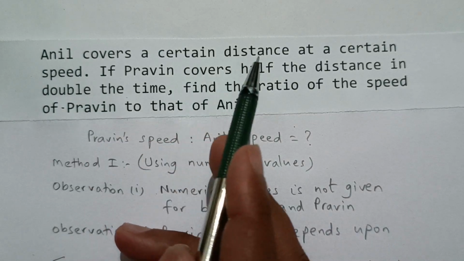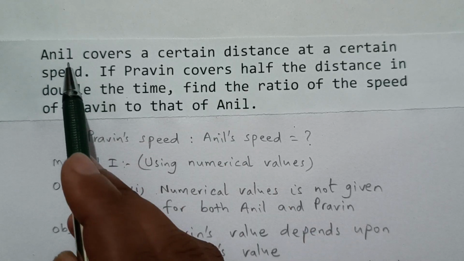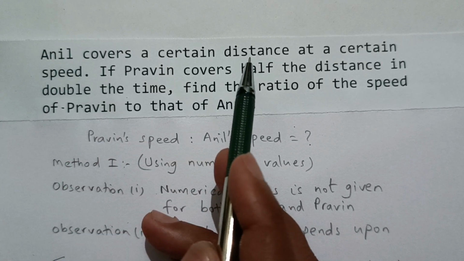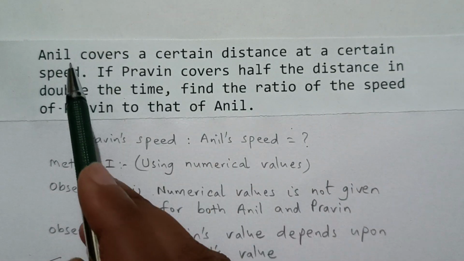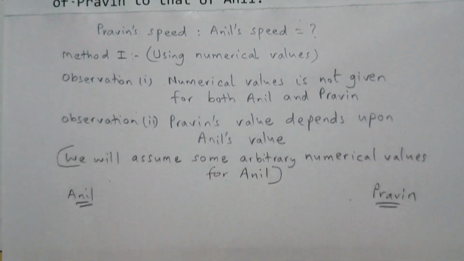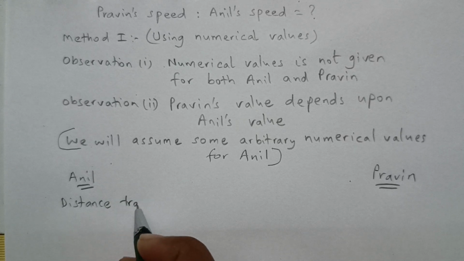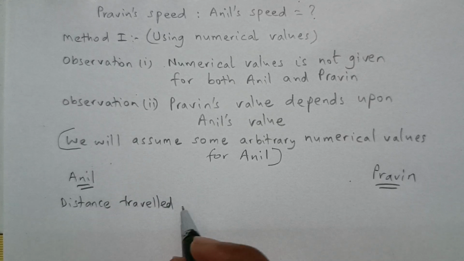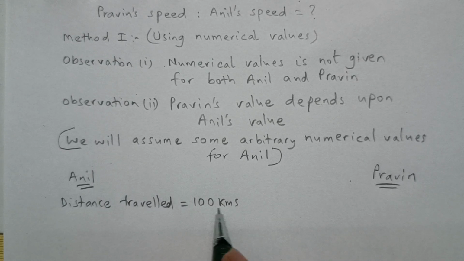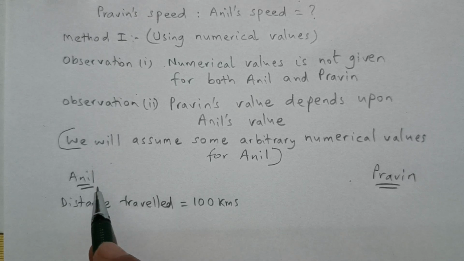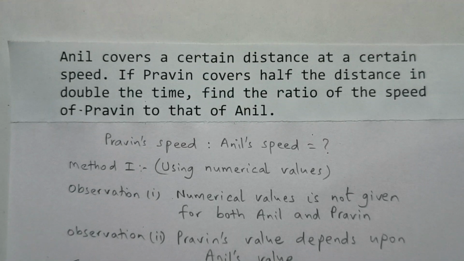So Anil covers a certain distance at a certain speed. Let us say the distance traveled by Anil is some arbitrary numerical value, 100 kilometers. This is an arbitrary numerical value that I have taken for Anil.